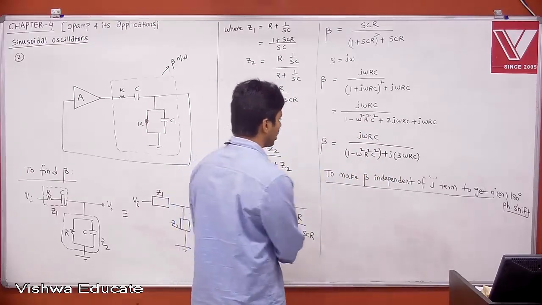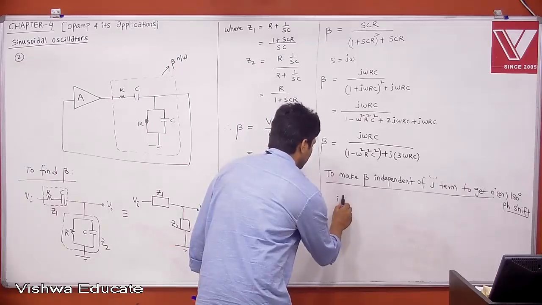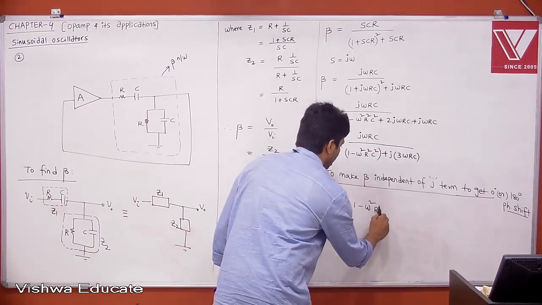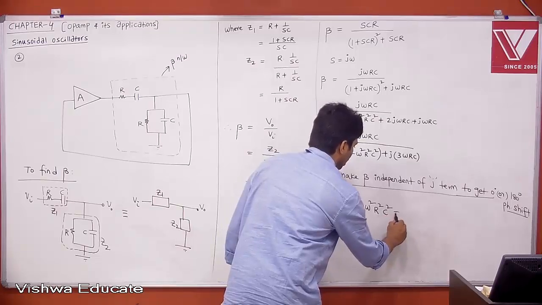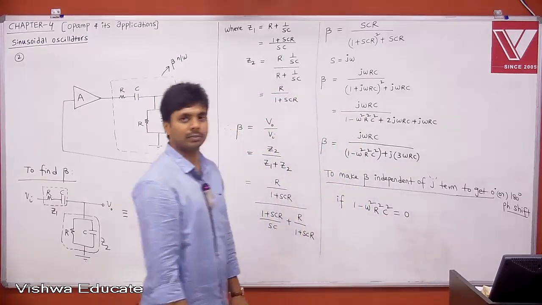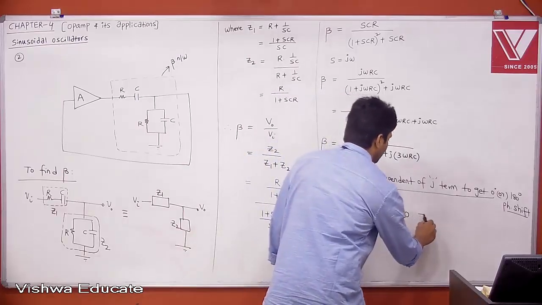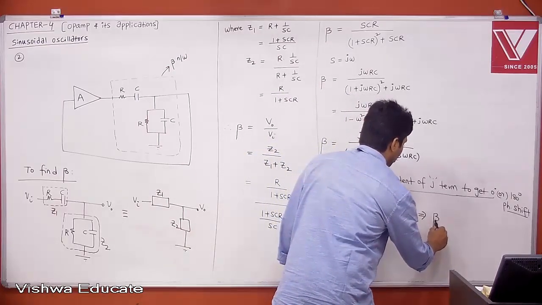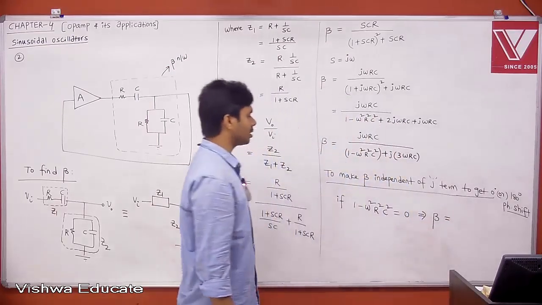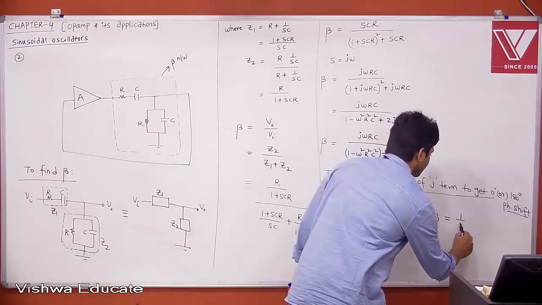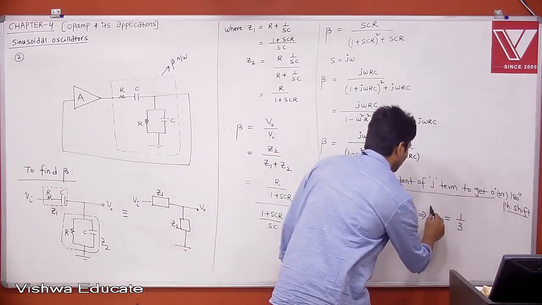Therefore what is the condition? If 1 minus omega square R square C square is equal to 0, this is the condition, and that is what is going to give you beta. What is beta? Beta is nothing but 1 by 3.